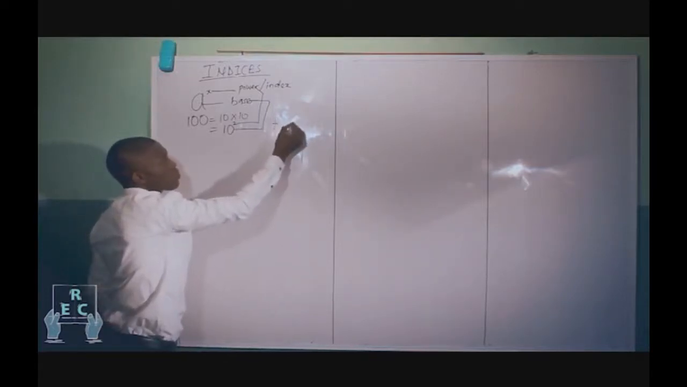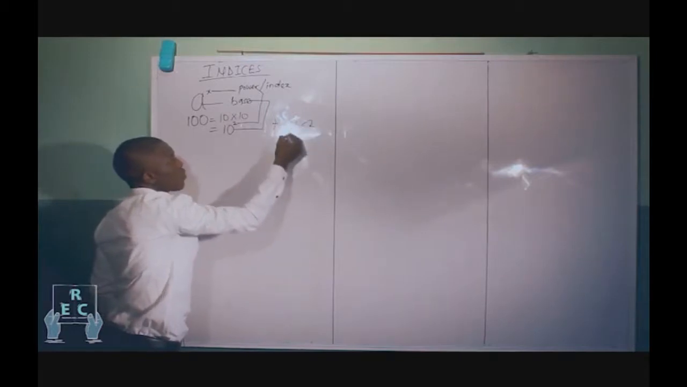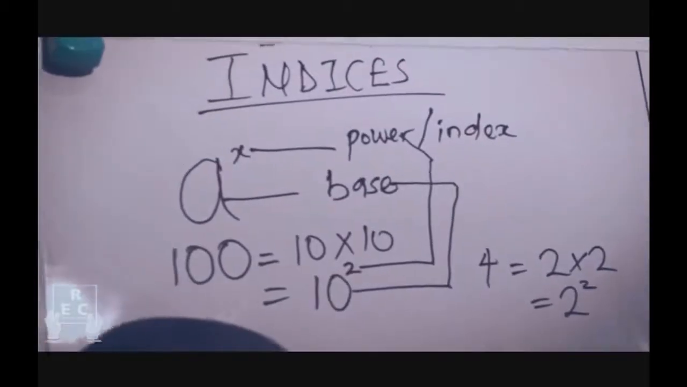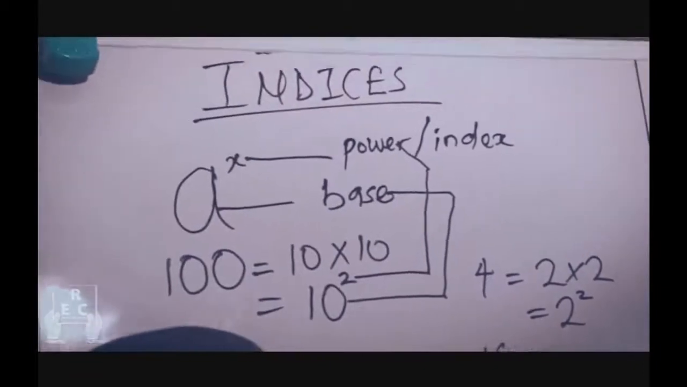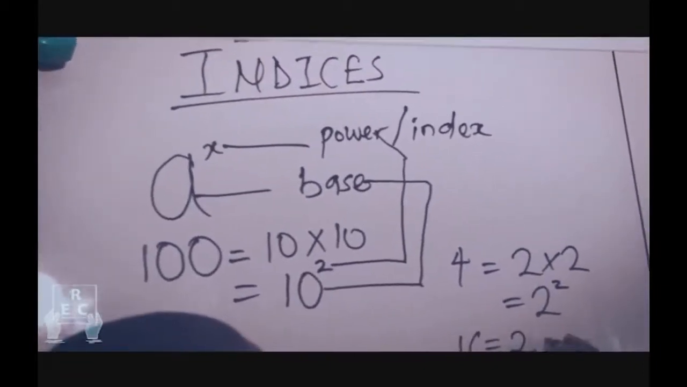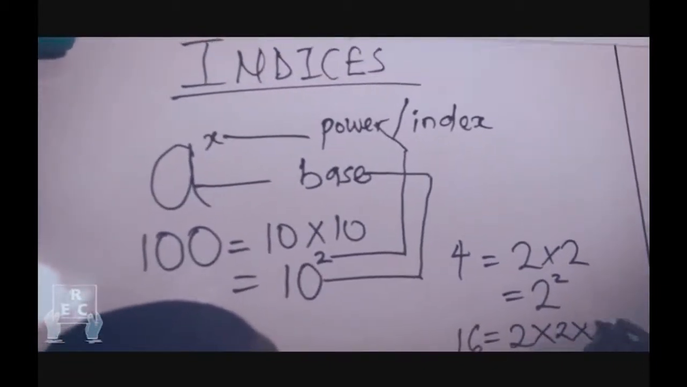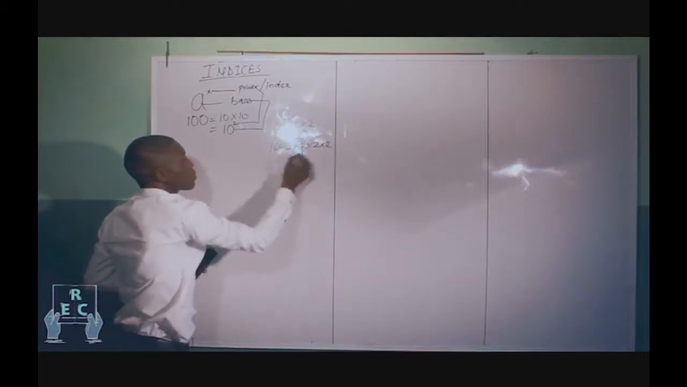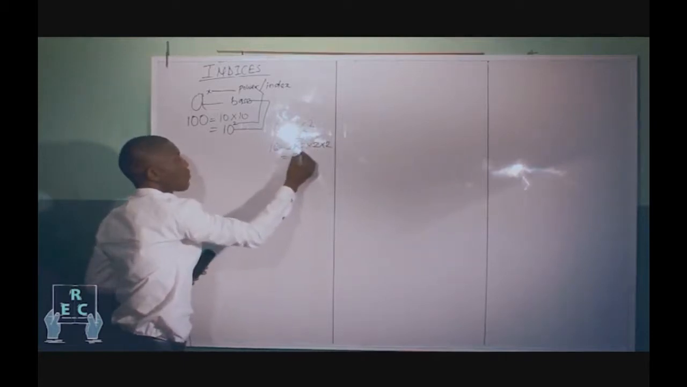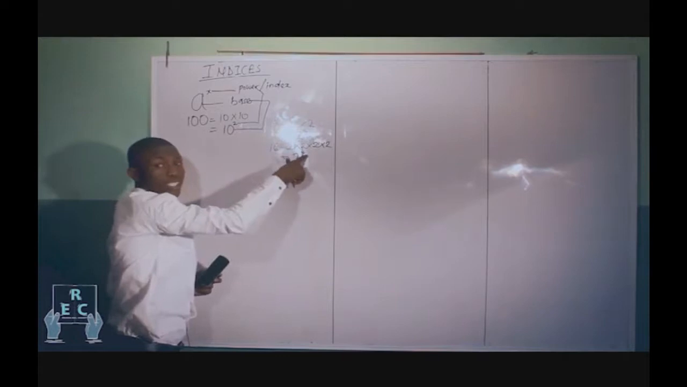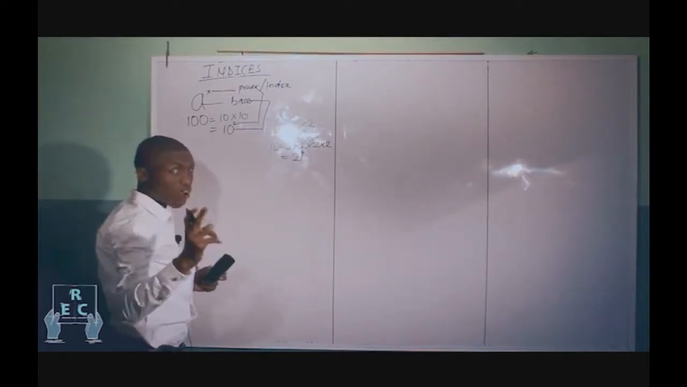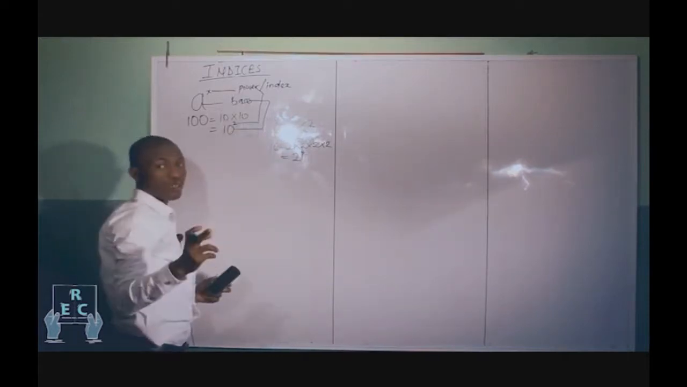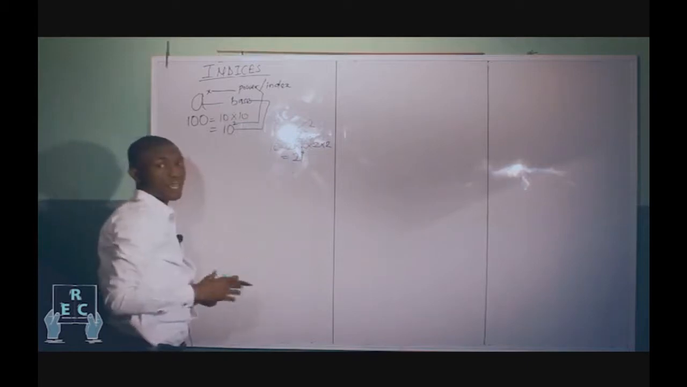Same thing applies for 4. 4 can be split to 2 multiplied by 2, where you have 2 raised to the power of 2. 16 is 2 multiplied by 2 multiplied by 2 multiplied by 2, and that gives us 2 raised to the power of 4. The 4 here is what I call the index or power, while the 2 here is the base.